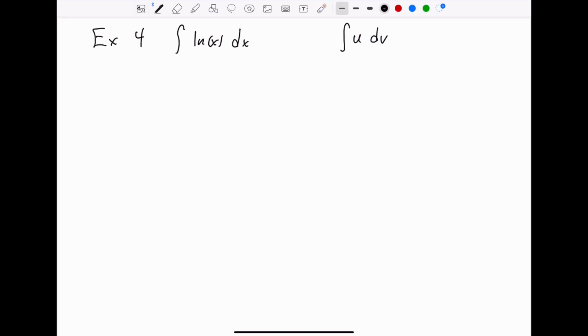The first step is to choose something to be u. We will use our acronym LIATE. L is for log, and we have a log function. So we will choose u equals natural log of x. dv, by default, is everything remaining. That's dx. So we take a derivative. The derivative of natural log of x is 1 over x dx.